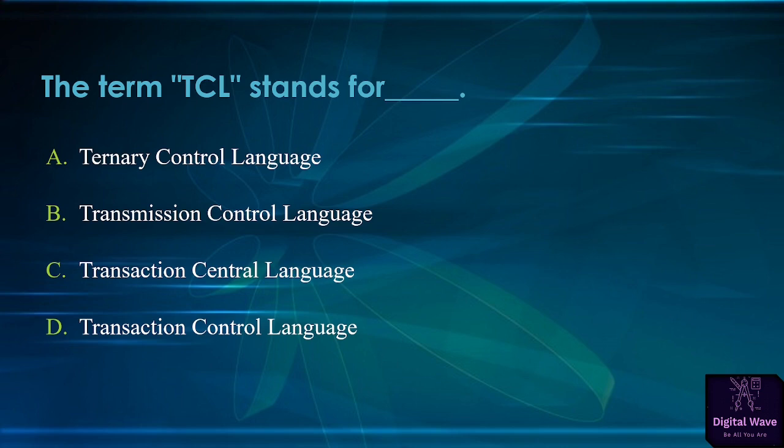The term TCL refers to transaction control language, which is another language just like DDL and DML. Commands like commit, savepoint, and rollback come under the TCL. It is used to control the transaction. That is why the answer will be D.